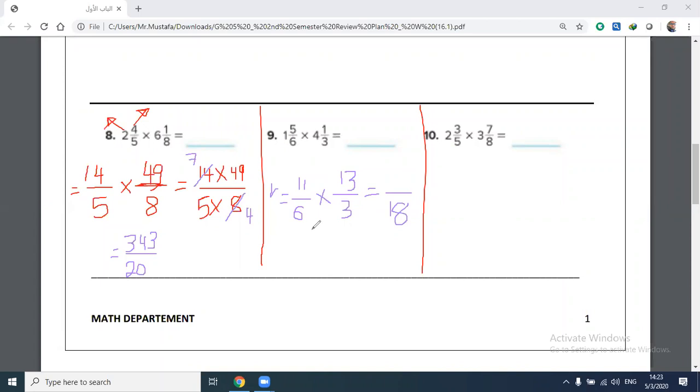Okay. And then 11 times 13. Multiply 11 times 13 to be 143. So 143 over 18.